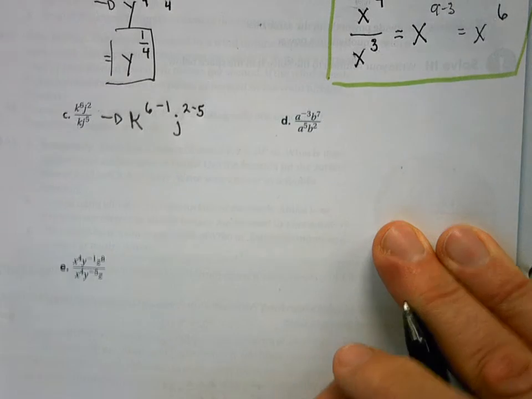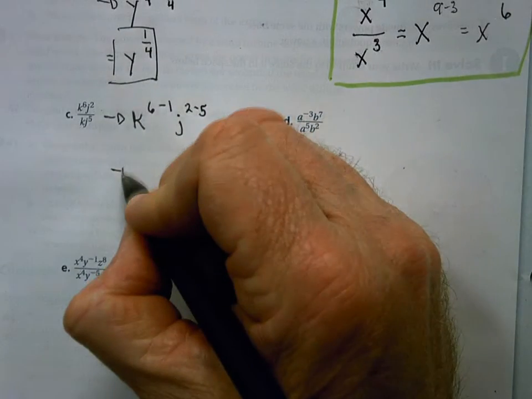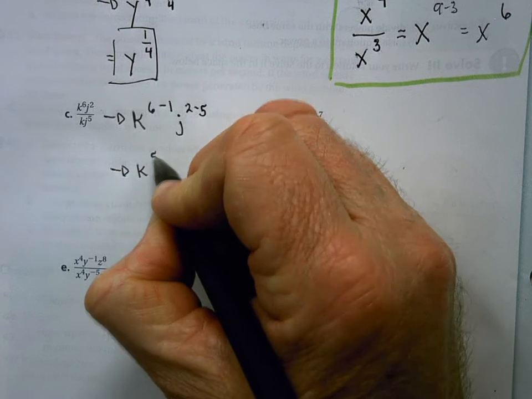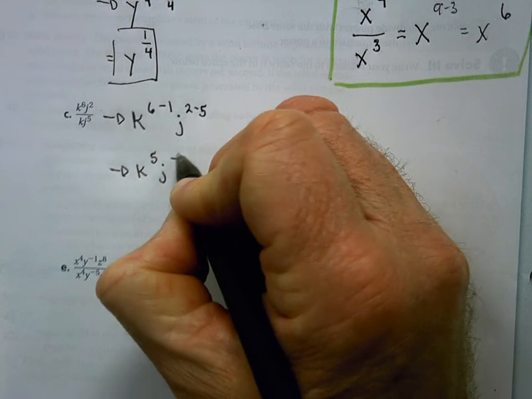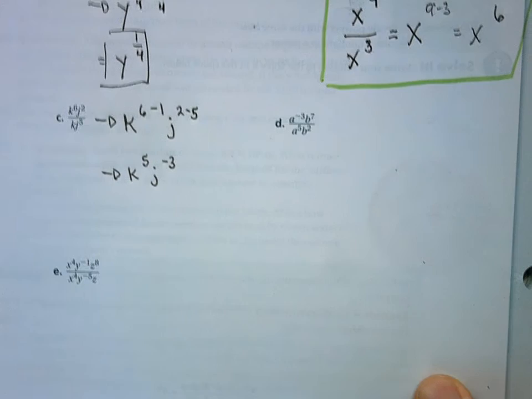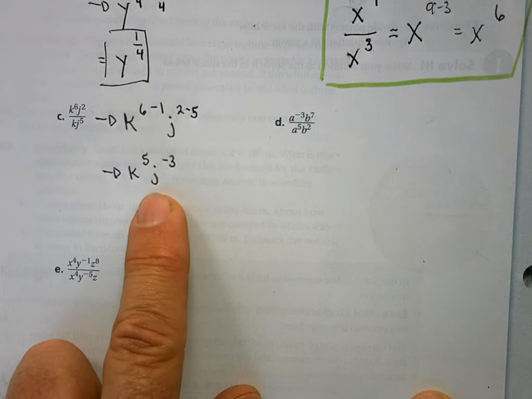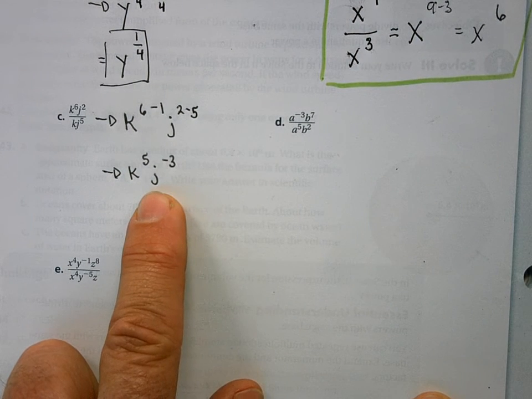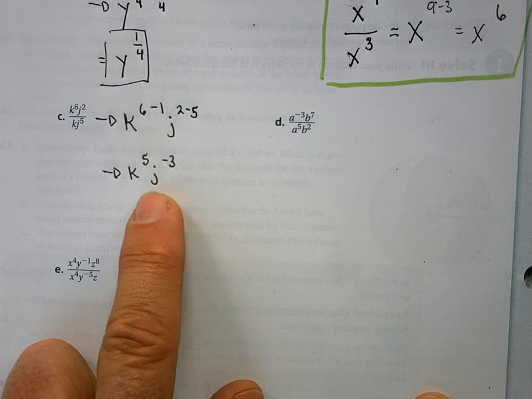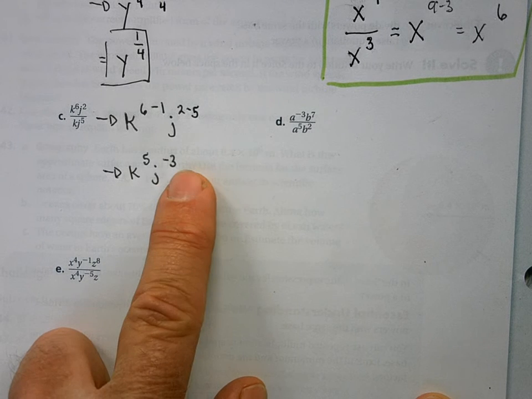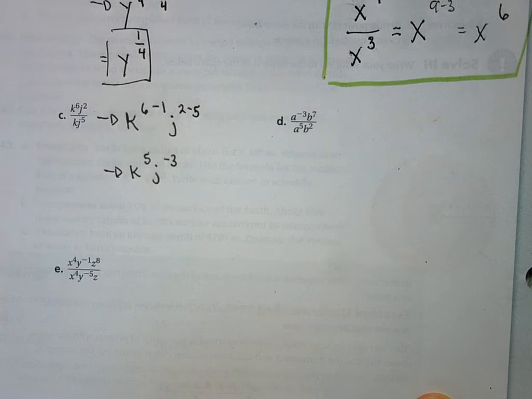So simplifying this out, we get k to the 5th power. 6 minus 1 is 5. J to the negative 3rd power. All right? Now remember, don't leave your answer with a negative exponent. What do you have to do when you get a negative exponent in your answer? Right, you have to turn it into a fraction.